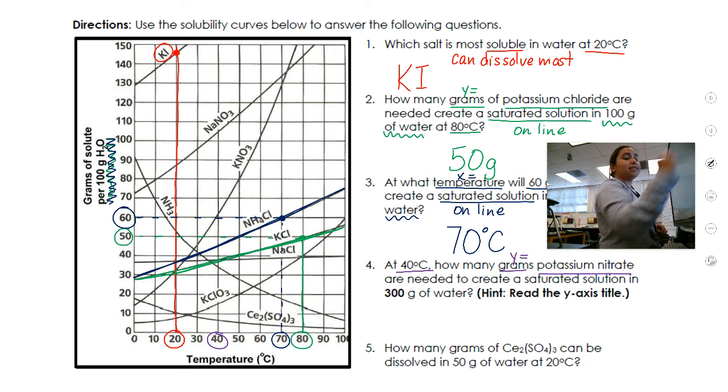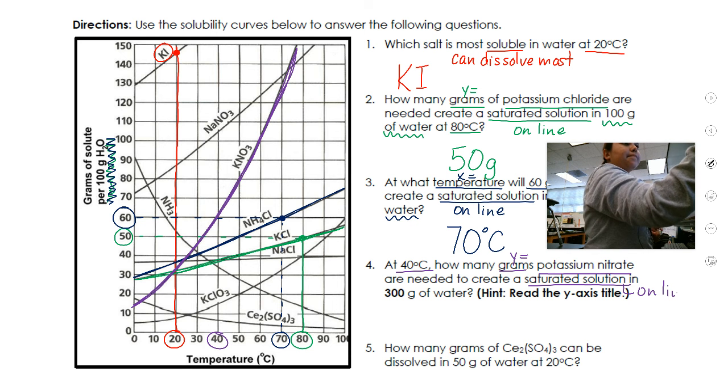And we're looking for potassium nitrate, so that's KNO3, and that would be along this line here. Okay, so that's KNO3. And we're making a saturated solution, so that's going to be on the line. But look, this is different. We're working with 300 grams of water.